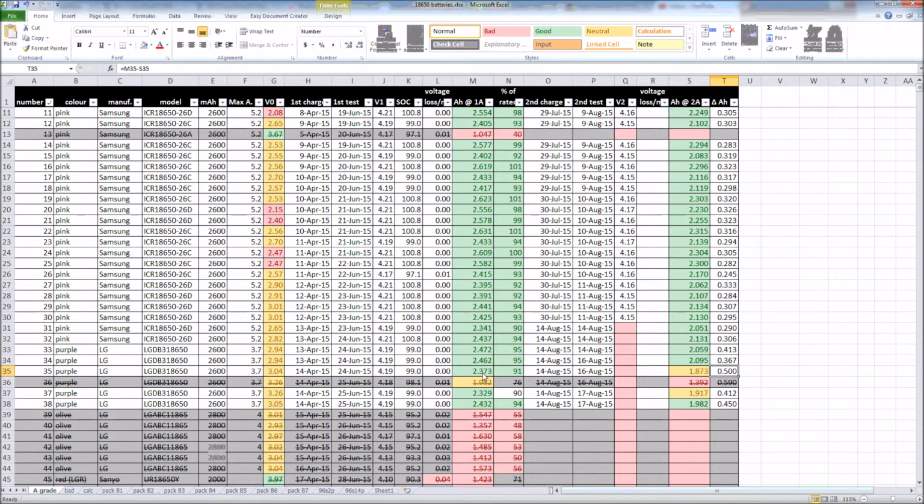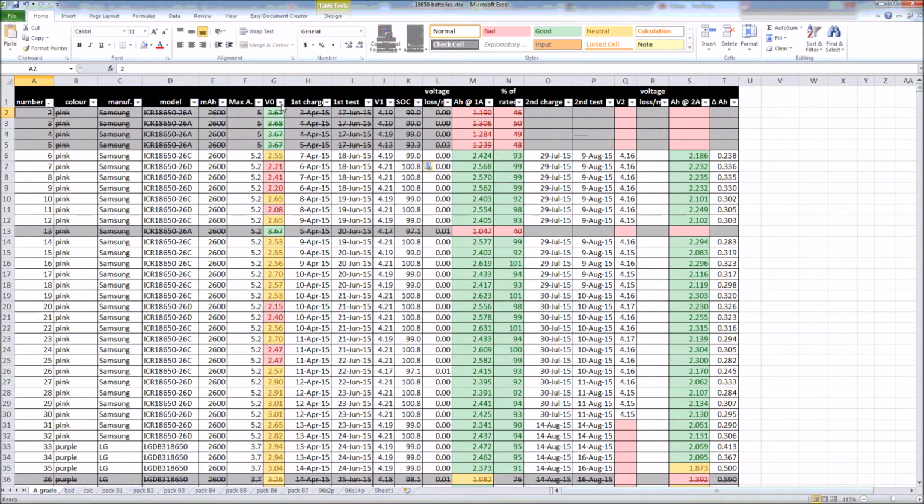This cell, even though it tested good at 1 amp, when I tested it again at 2 amp, it's below my threshold. Anything below a little less than 2 amp hours, I don't use in my Leaf pack.